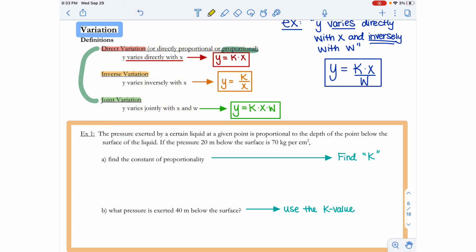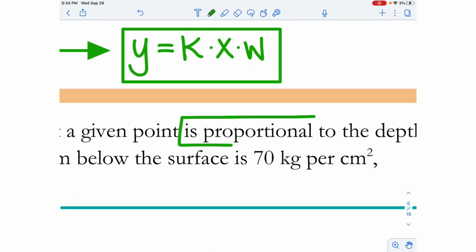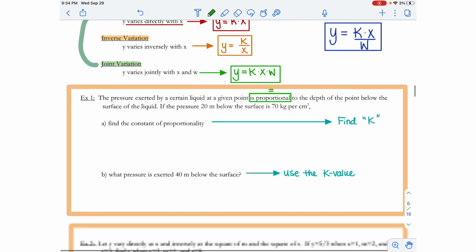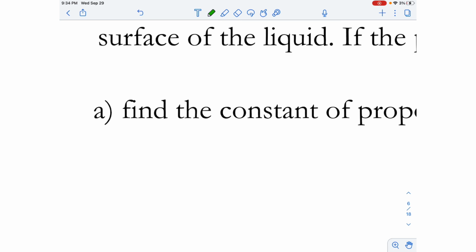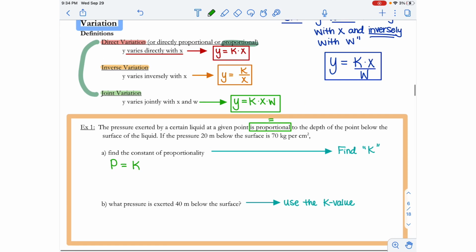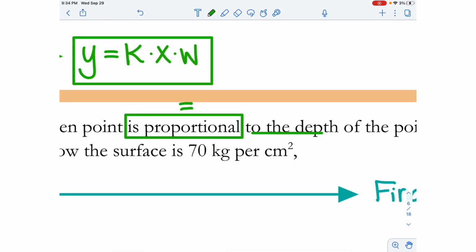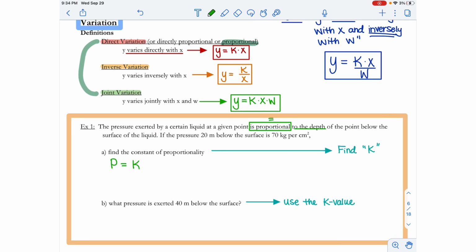Start by writing the equation, okay? So the pressure exerted by a certain liquid at a given point is proportional. This is the varies part. So this is the equal sign. So pressure is proportional. I would write that like this. P for pressure equals, put a K right away. And what is it proportional to? It's proportional to the depth. So I would put D for depth.